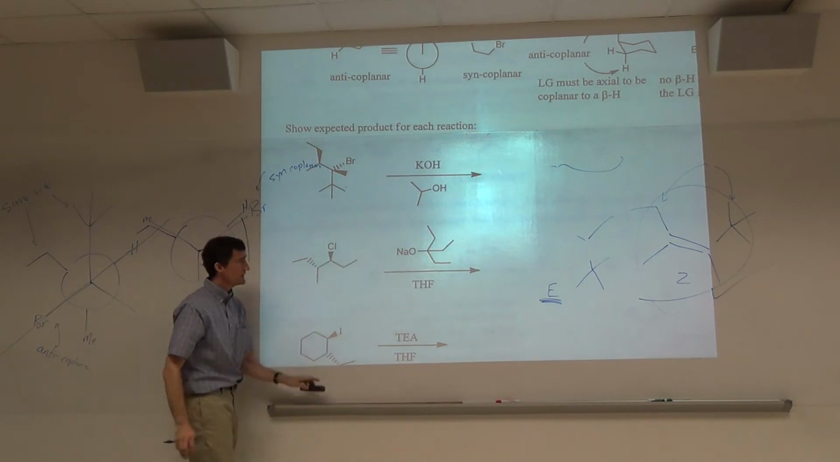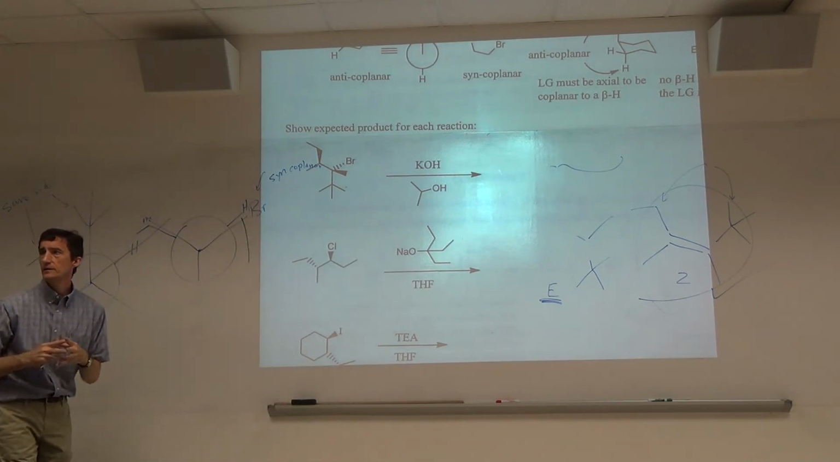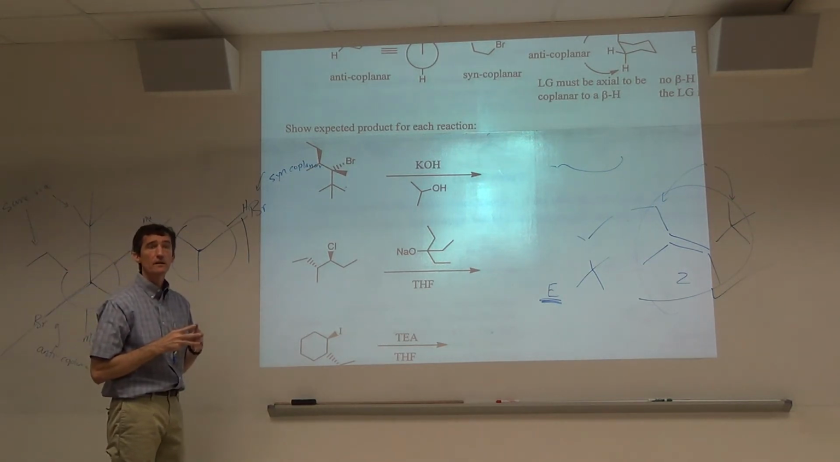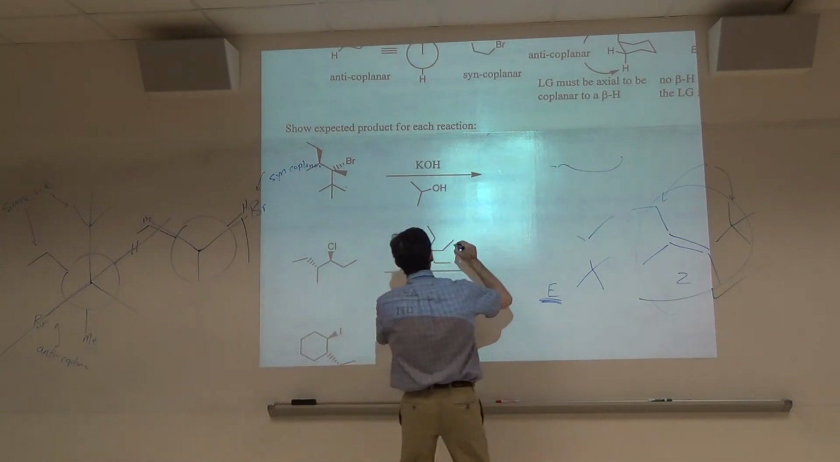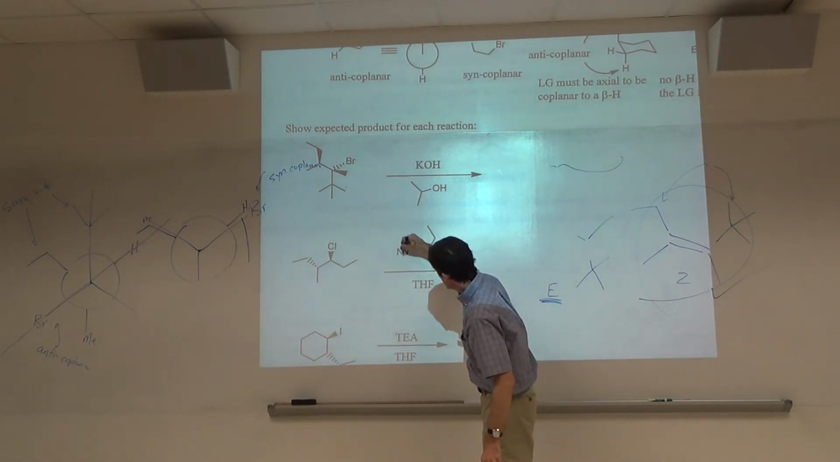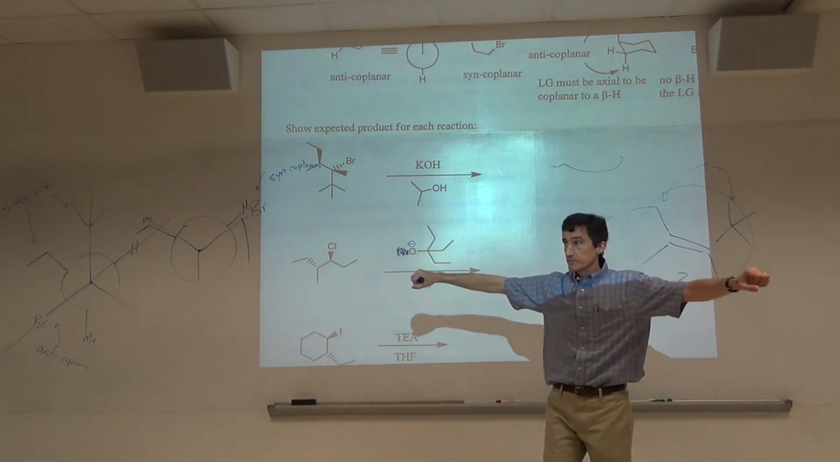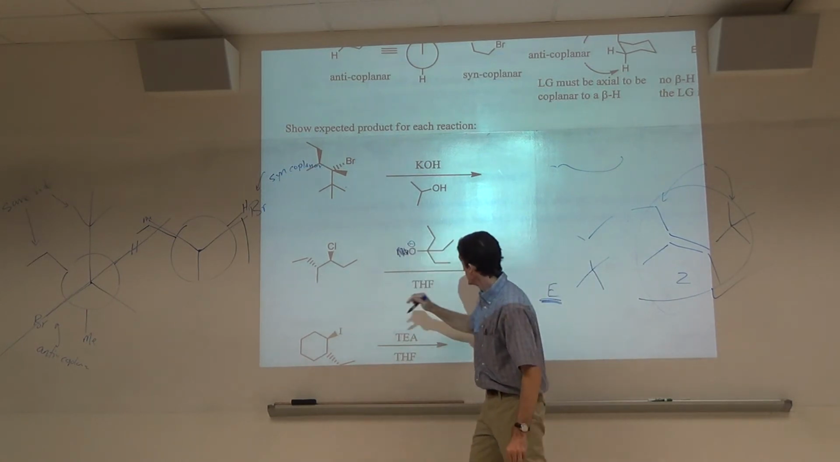Okay, is this going to give, there's some questions here. Is this going to give Zaitsev or Hoffman? Hoffman. Why Hoffman? Sterically. Yeah, that base is very sterically hindered. Let's get rid of that guy. It's got these huge wings on it that keep it from getting into tight spaces. And that H there is a little more buried.